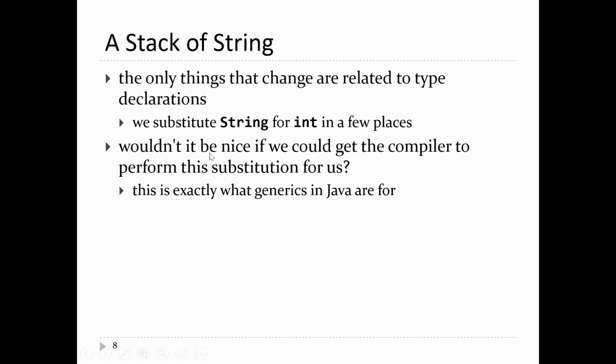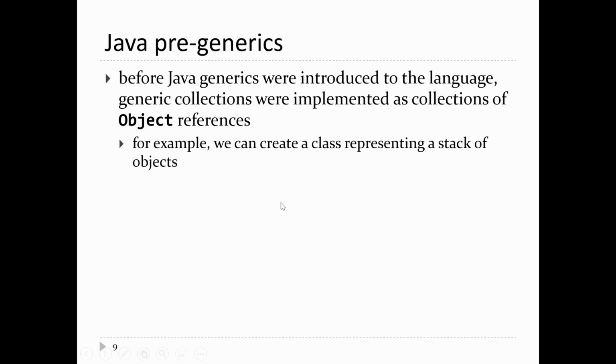Now it looks like this is purely mechanical. So it would be nice if you could get the compiler to do this for you. Wouldn't it be nice if you just tell the compiler somehow, hey, look, I want a stack of something. Can you make me that class? And the answer is yes. And that's what generics are for in Java. Now it turns out this isn't exactly how it works, but it's close enough.